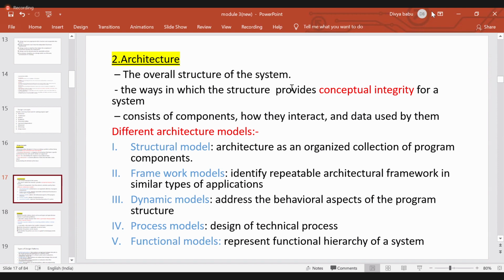Then coming to the process model, we design the technical process. Process model always means the technical process. Functional models represent the function done by the system, the functionality of the system. A single architecture model cannot satisfy all the needs, so we can go for multiple models: for structure, framework, dynamic behavior, process, and functions. So design models are different according to the use.